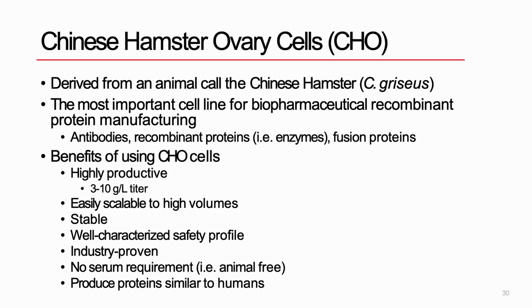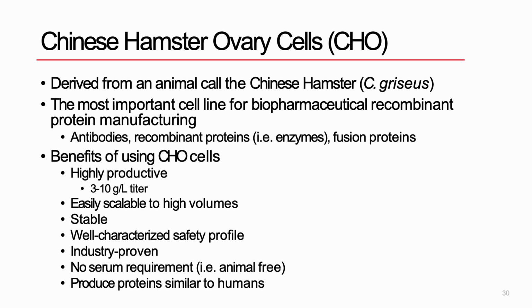So, for example, we have 3 to 10 grams per liter. It means that you're going to have 3 to 10 grams of product for every liter of culture. And then they are easily scalable to high volumes. We can scale them, put them into bioreactors, and they are going to multiply fast. They are stable, and of course they are resistant.